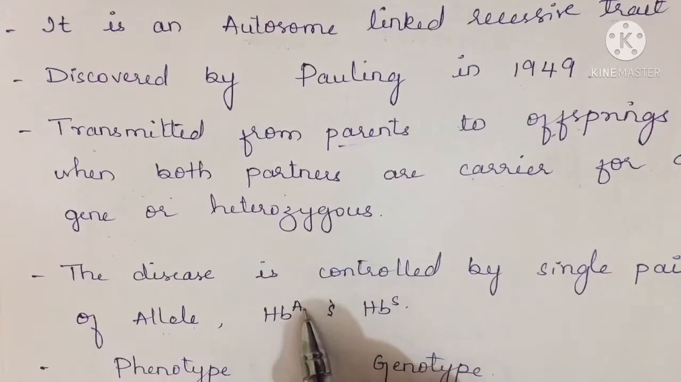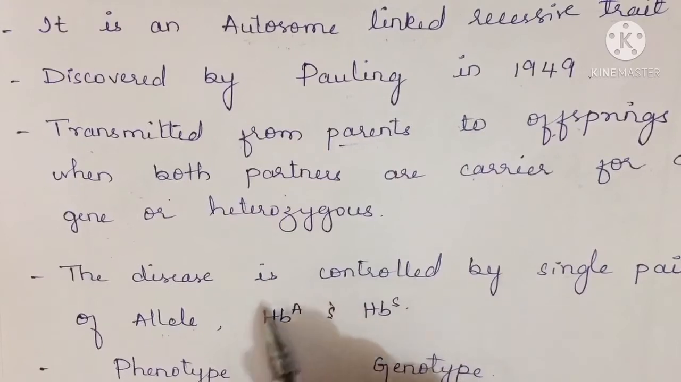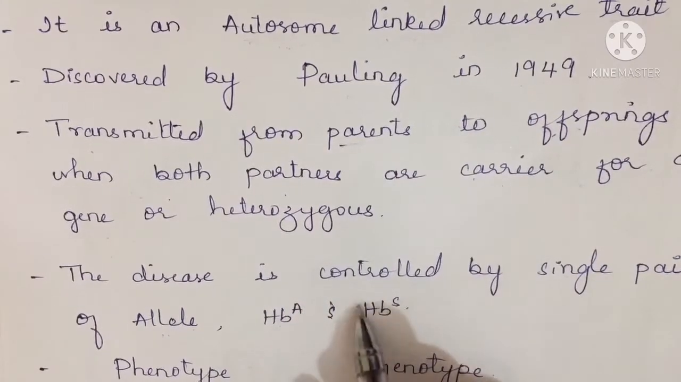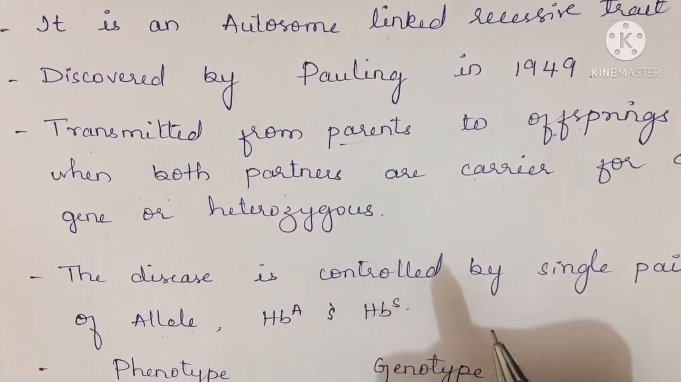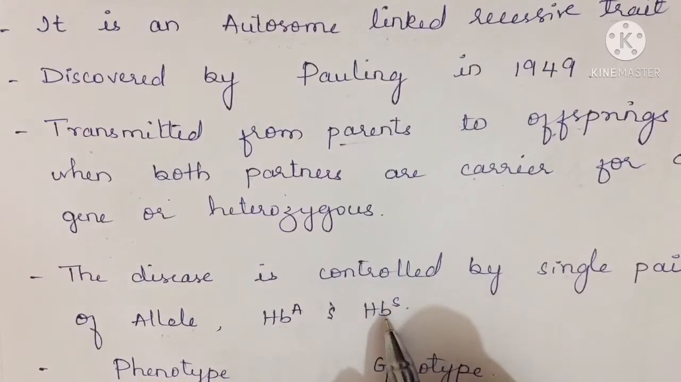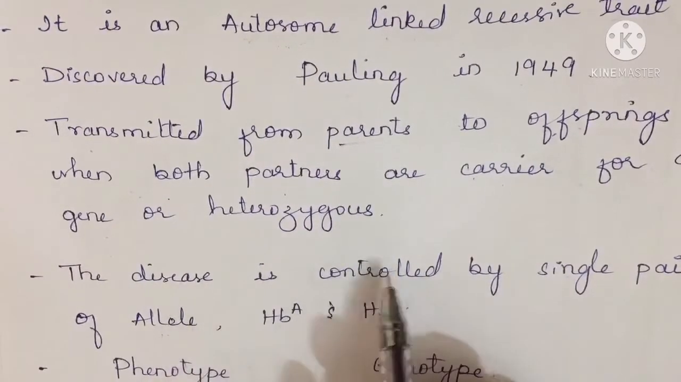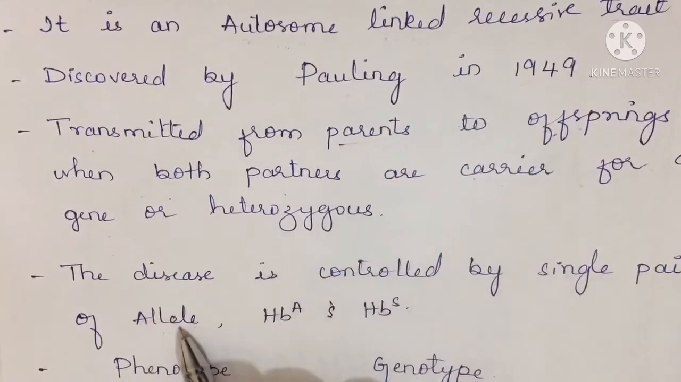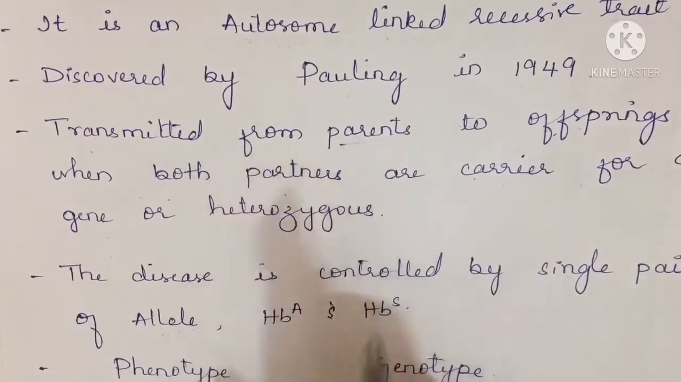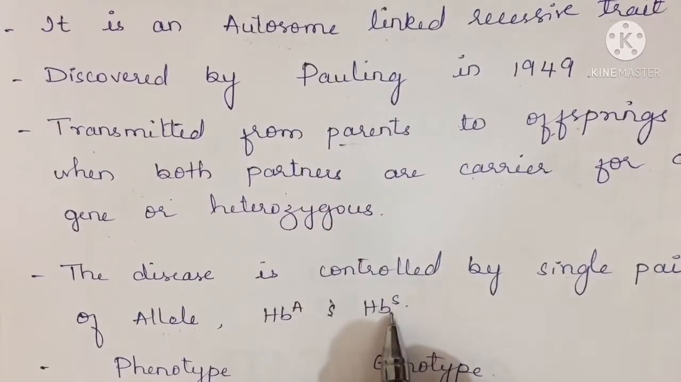Here HbA represents normal hemoglobin. HbS represents abnormal hemoglobin. It is not normal. Now the disease, sickle cell anemia, is controlled by a single pair of alleles, or a single gene, with HbA and HbS.